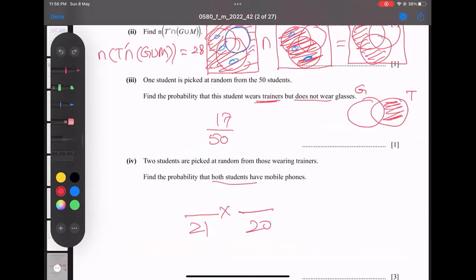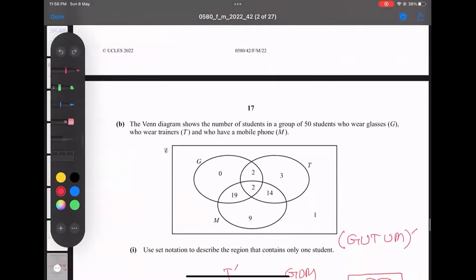Now, both students have mobiles. So it means winning trainers having mobiles. Hold on. So this circle of trainers, concentrate here only, but only mobiles. And you see mobile is here. So this is shown in blue color. This part is the required.